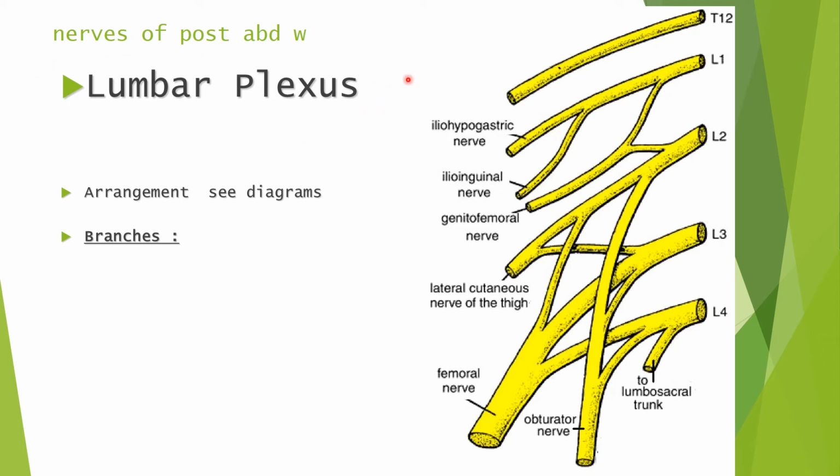Lumbar plexus. It is an important plexus. It is formed by spinal lumbar nerves number 1, 2, 3, and 4. They arrange within the substance of psoas major and give many branches.